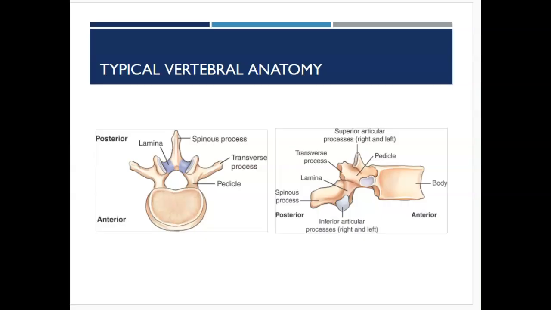Looking at the transverse processes, these project laterally from the junction of the pedicles and the lamina, so these are the ones that go directly to the side. And then last but not least, we have the spinous process, which projects backward and downward from the junction of the lamina and the posterior midline.